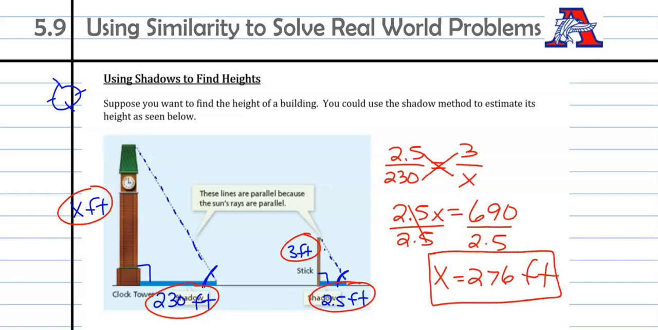So yeah, I think this is kind of cool and useful, and I think a lot of people who are working out in the field with math are using similar triangles and doing things like this all the time. So I thought this was a useful one to show you guys.